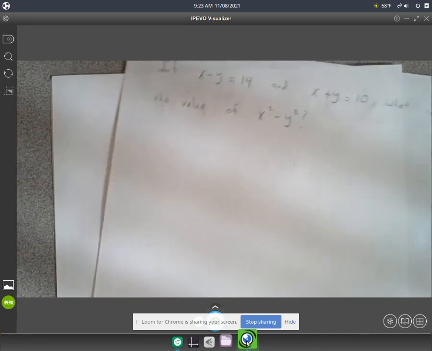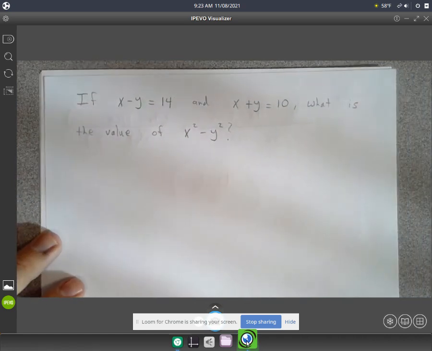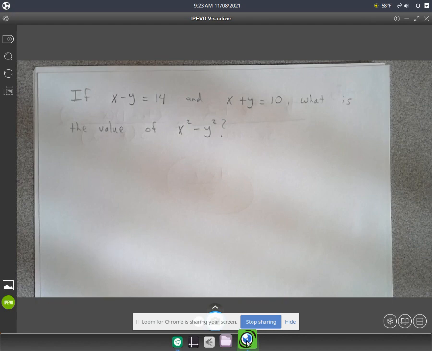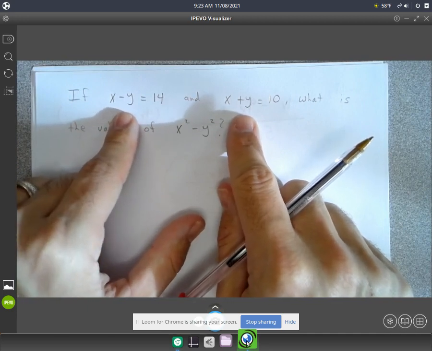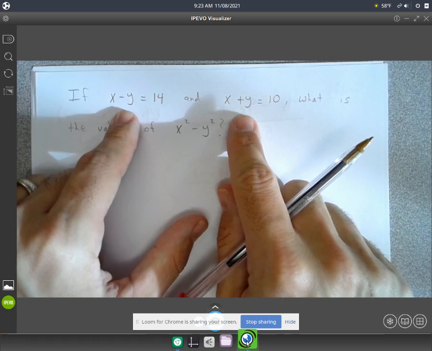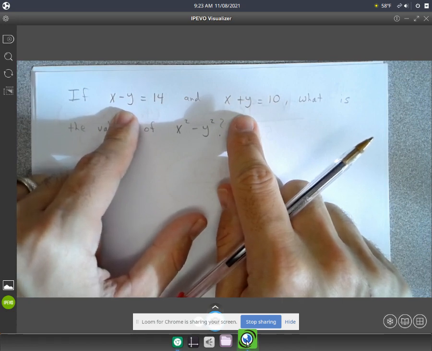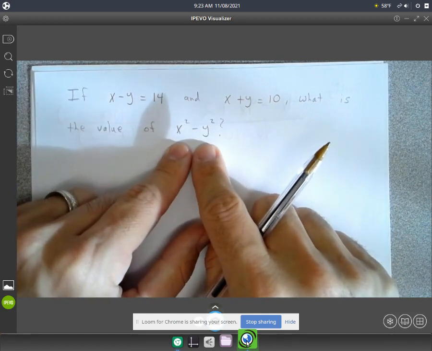All right, this is kind of a tricky question. This is a question like from the ACT that I see a lot. If x minus y is 14 and x plus y is equal to 10, what is the value of x squared minus y squared? So you could treat this like a system of equations where you actually try to solve for x and y, like figure out what x is and what y is, and then use that to answer this expression.